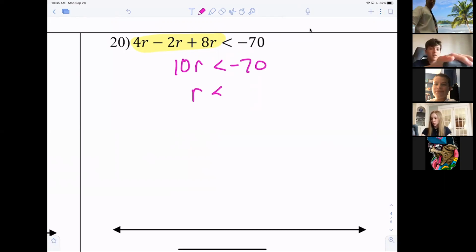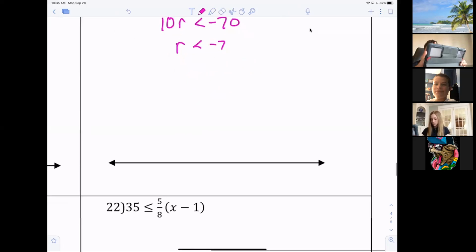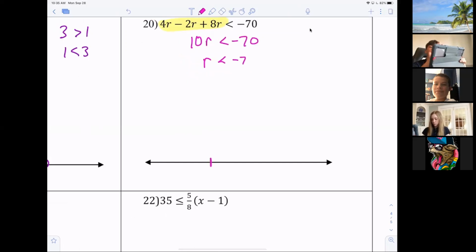Say that again now, because you said both answers. R is less than minus 7. Yes. R is less than negative 7. Anybody have any issues? All right, Mr. Pica, is it solid or broken? Open. Yeah, solid or open, yes. Which direction? Less than is which direction? Left. So then it goes left. Left is less than. That is correct.